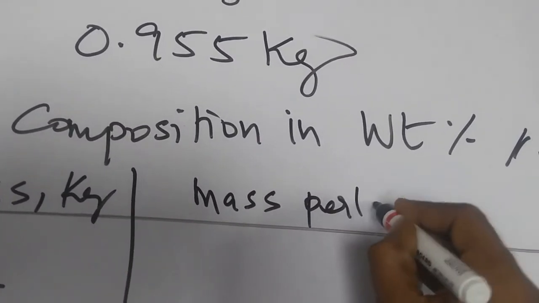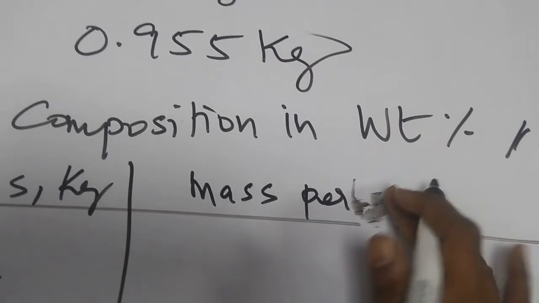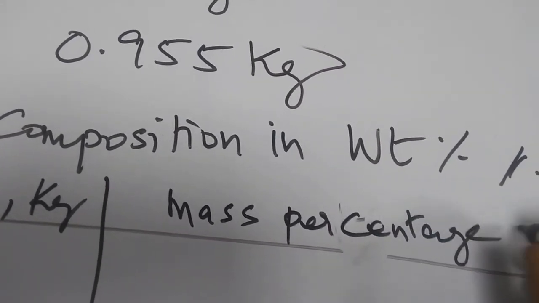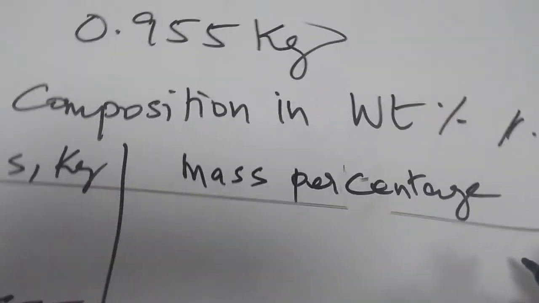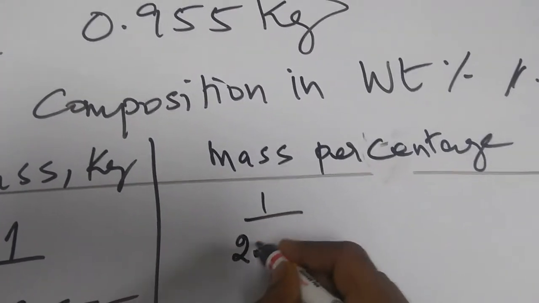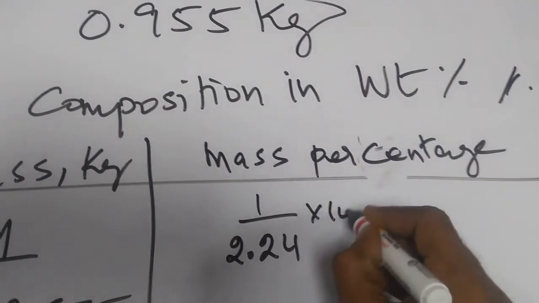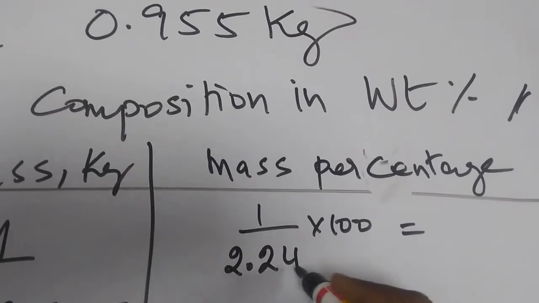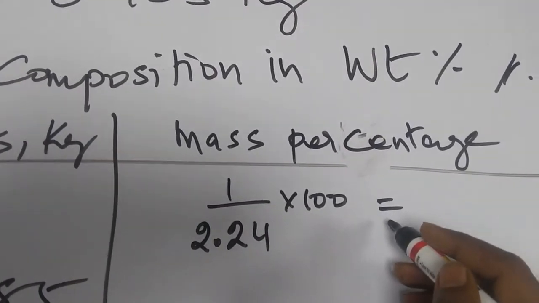Okay, so what is mass percentage? For one model calculation we'll do mass percentage is 1 divided by 2.24 into 100. So that is the value. So 1 divided by 2.24 into 100, how much?